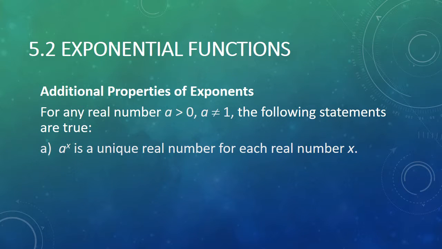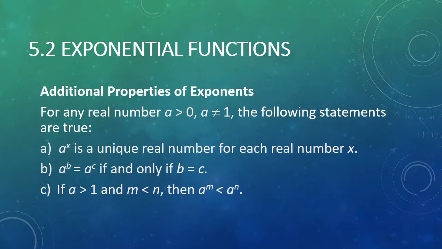A to the x is a unique real number for each real number x. Notice there our variable is our power. A to the b equals a to the c if and only if b equals c. Now that makes sense. If a is greater than 1 and m is less than n, then a to the m is less than a to the n. And if a is a fraction between 0 and 1 and m is less than n, then a to the m is greater than a to the n.